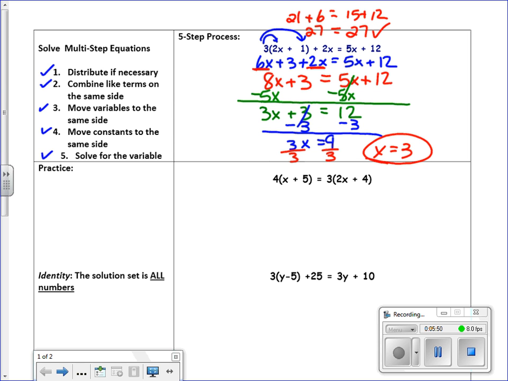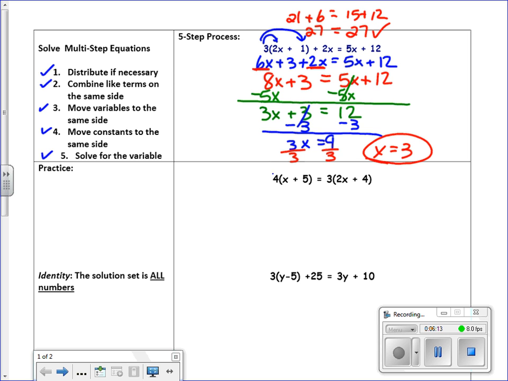So that's how we know that our answer is correct. Okay, so let's go ahead and practice one. What I'd like you to do is pause the video, go ahead and try to solve it on your own, and then go back and follow along with me and see if you got it right. Obviously, you want to use pencil, so if you did make any mistakes, you can go ahead and erase it.